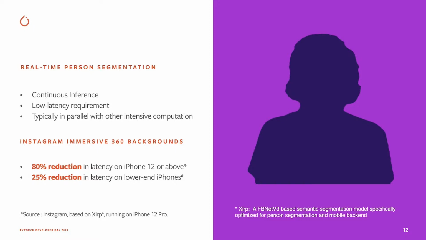The Instagram team is now testing the PyTorch CoreML delegate for their immersive 360 background feature. By offloading the computations from CPU to CoreML, they are seeing 80% latency reduction on iPhone 12 Pro or above devices, and 25% latency reduction on lower-end iPhones.